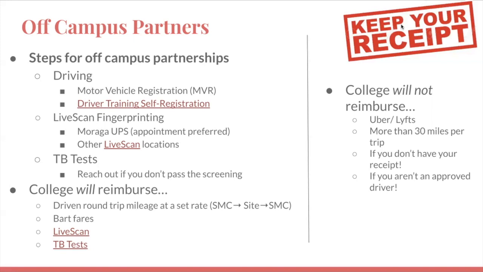Also, a lot of partner sites require Livescan fingerprints. This is essentially a background check. You can get them done at Moraga UPS. They do prefer appointments, so try and call ahead. There's also a lot of other Livescan locations in Contra Costa. But yeah, you get that form from your partner site. It has a unique ID code that gets routed back to their organization. So you need to get the form from them.